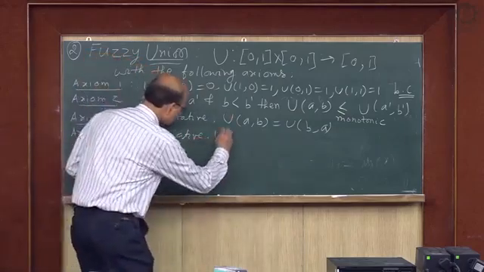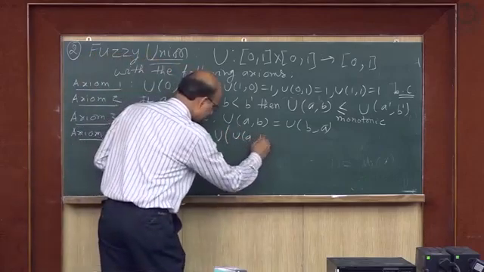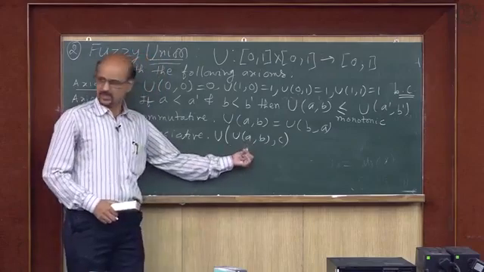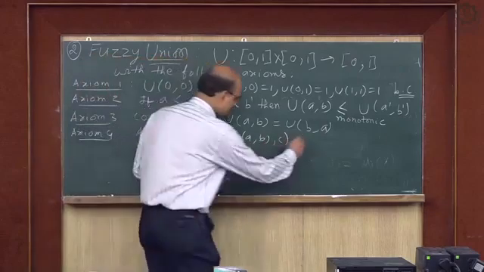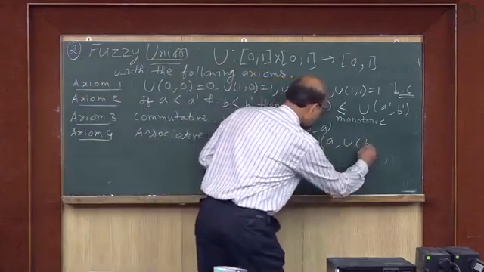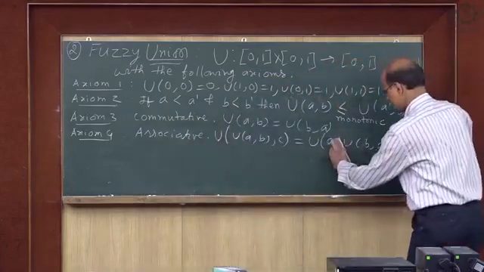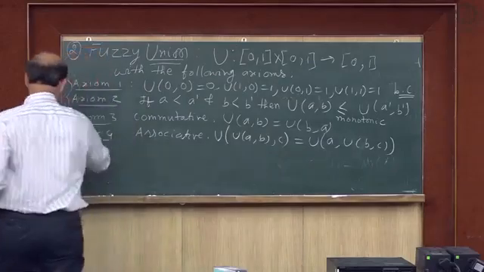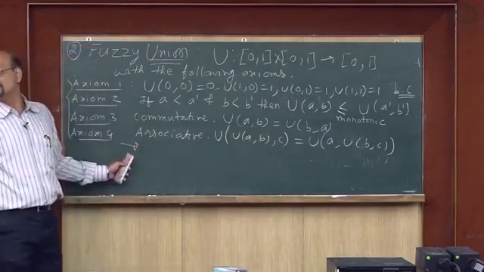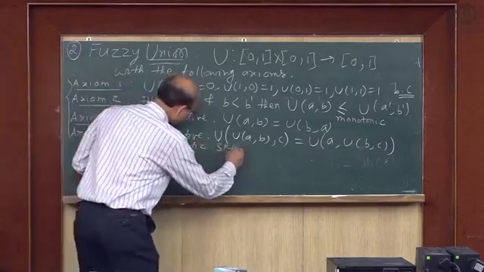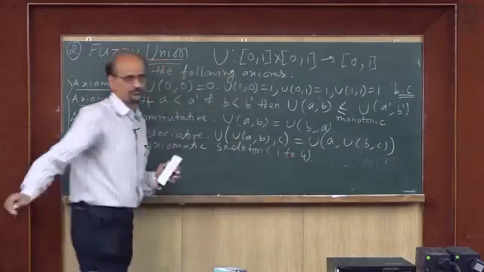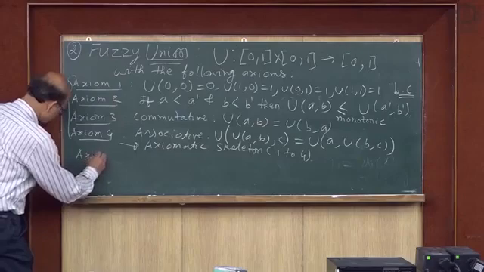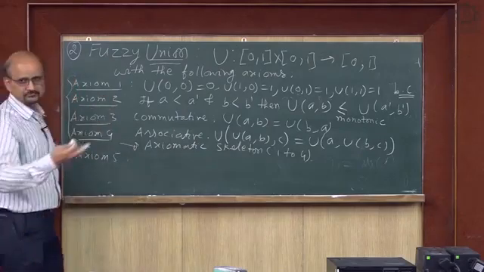For this function u, suppose I take 3 numbers A, B and C, and take u of A,B, get the result, suppose P, and then again take u of P,C. Whatever result you get, if I do u of A with u of B,C, meaning first you take these 2 and then this, you will get the same result. So, associativity follows. These axioms 1 to 4 are again called the axiomatic skeleton. We have 2 more axioms. Axiom 5 is that u is continuous.